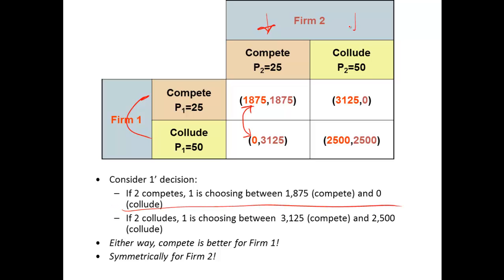If firm 2 were charging 50, then firm 1 would be choosing between 31.25 if firm 1 were to charge 25, and 2,500 if firm 1 were to charge 50. 31.25 is bigger than 2,500, and so if 2 were to collude or charge 50, then 1 would prefer to charge 25. Bottom line, either way, compete, or P1 equals 25, is better for firm 1. And this problem is symmetric, so compete or charge a price of 25 is better for firm 2 as well.